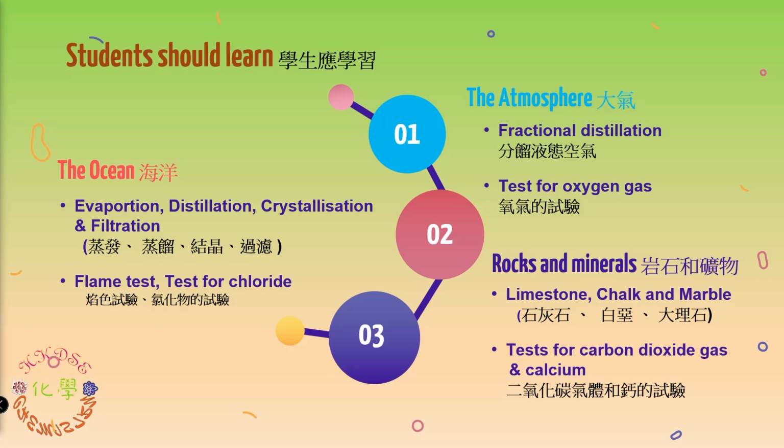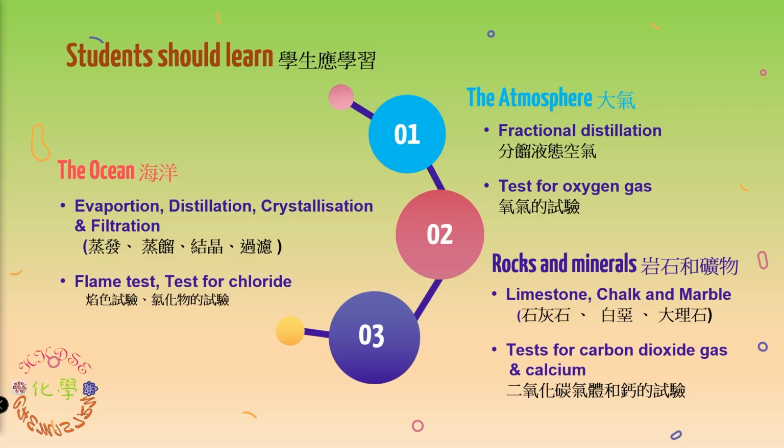The second chapter. Explore the composition of seawater, use different physical methods such as evaporation, distillation, crystallization, and filtration, extract salt from seawater, and separate pure water, and how to detect sodium and chloride ion in table salt.